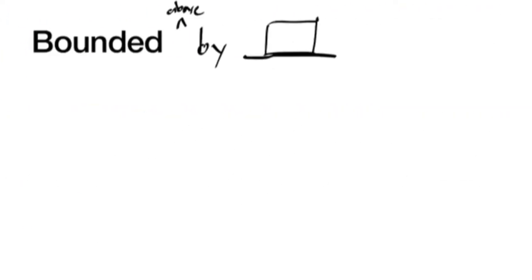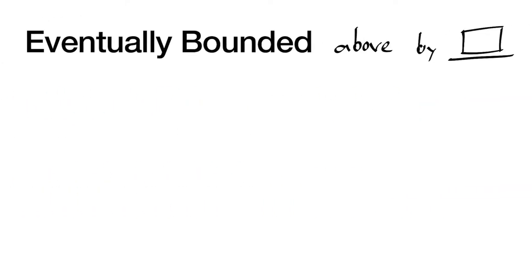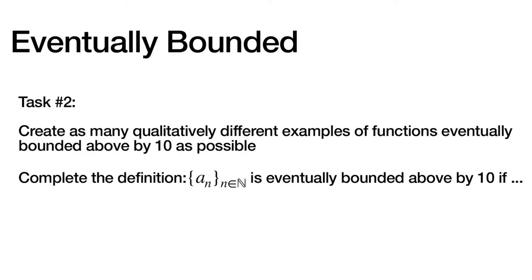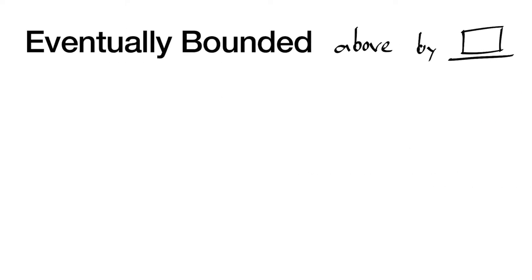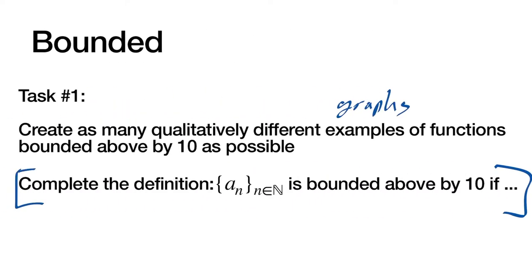So I want you to think about this word eventually bounded above, and then for my second task, I want you to do the exact same thing you did for bounded, and that is create as many qualitatively different examples, again using graphs, of functions eventually... Oh, I shouldn't say function. I should say sequence. Did I say functions on the last page too? I did. Okay, sorry. Sequences.